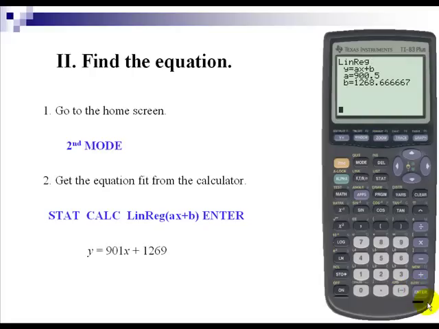So our regression equation is 900.5x plus 1269. And here you can see I've rounded the numbers just a bit.